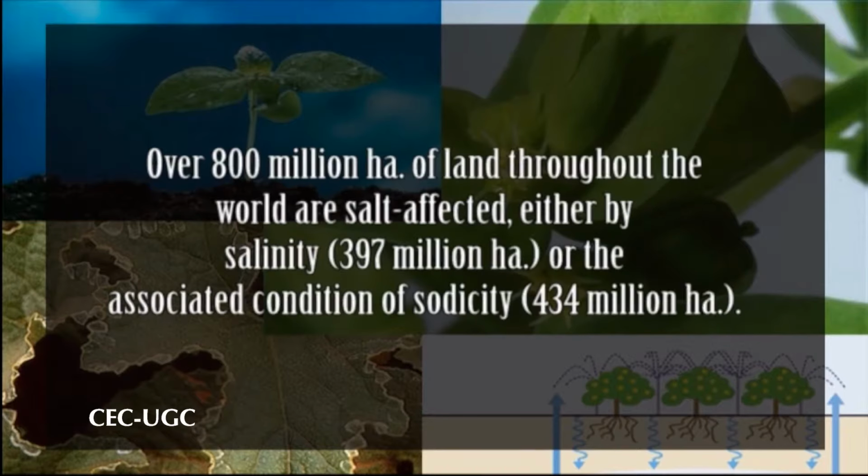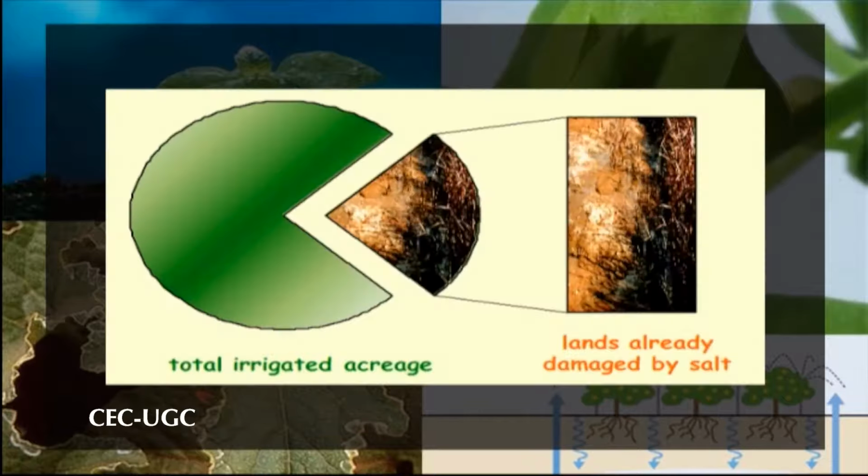Over 800 million hectares of land throughout the world are salt affected, either by salinity or the associated condition of sodicity. This is over 6% of the world's total land area.